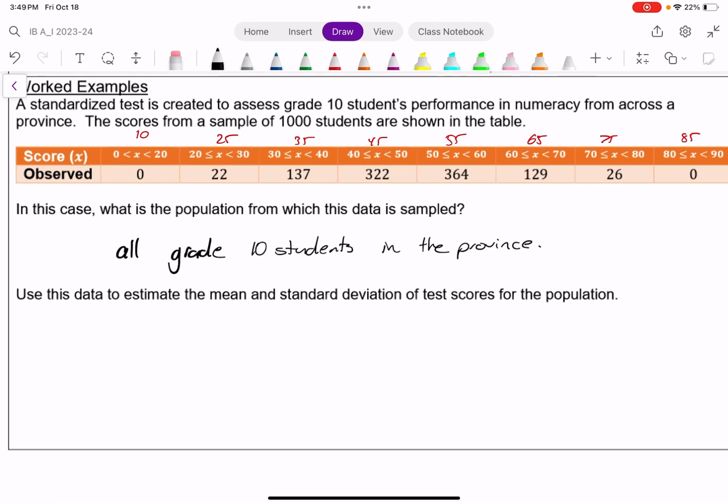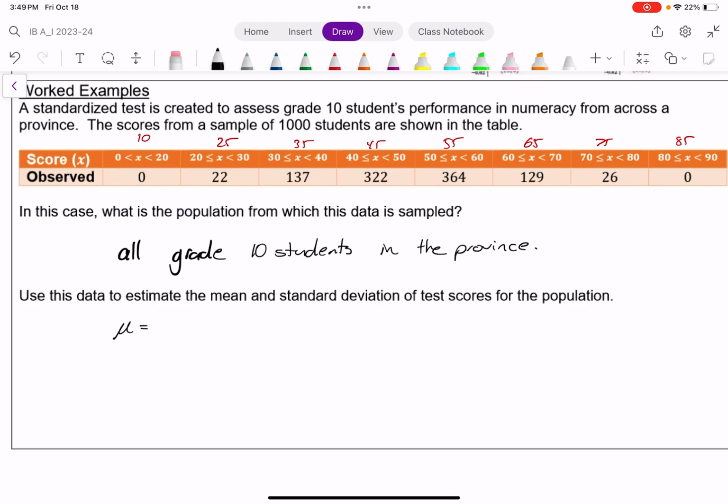If you do that for the mean, we should get approximately 50.19. And for the standard deviation, we should get approximately 10.342.